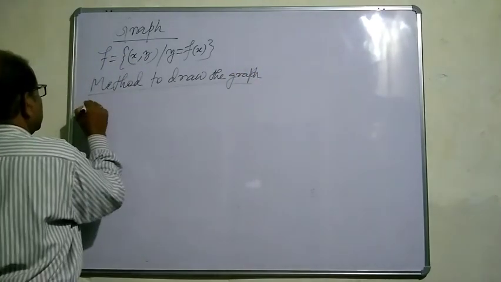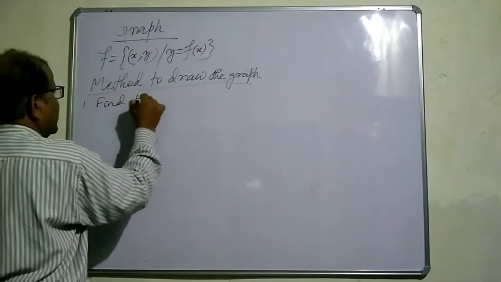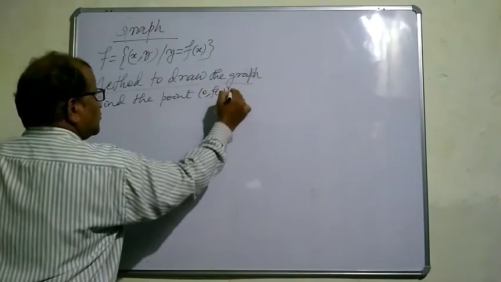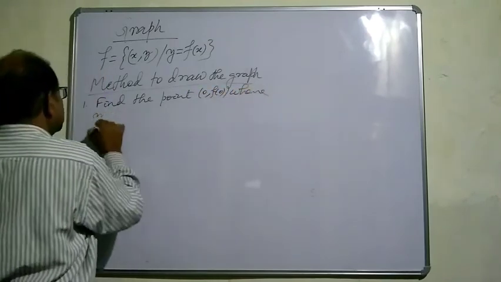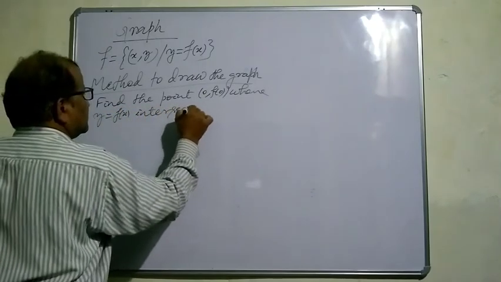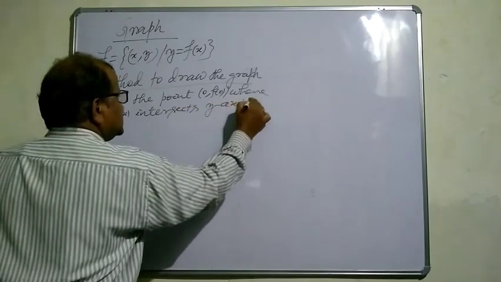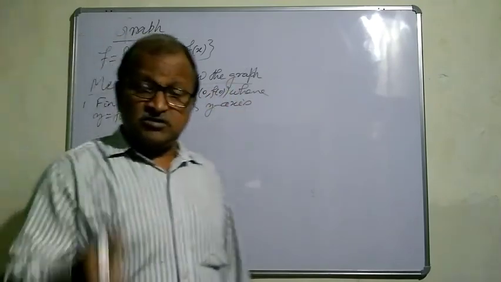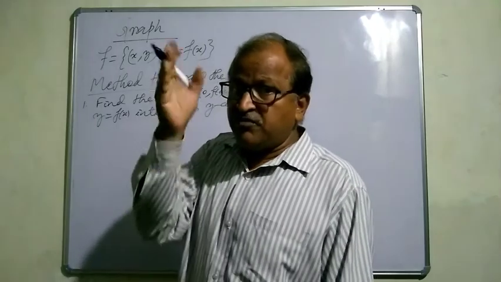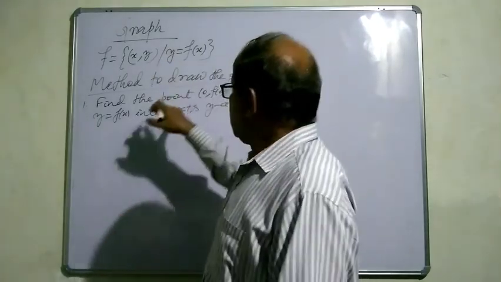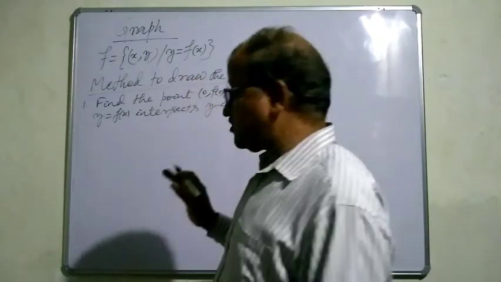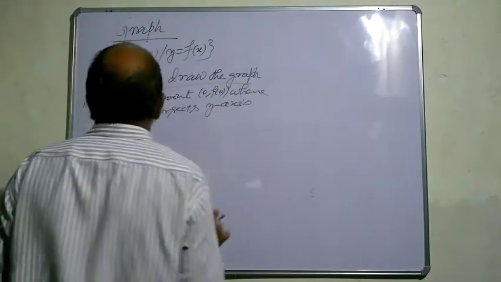First, find the point (0, f(0)) where y is equal to f(x) intersects the y-axis. Because in coordinate geometry, you know the equation of the y-axis is x is equal to 0. So putting x is equal to 0, you will get the corresponding value of y, and (0, f(0)) is the point of intersection of the graph and the y-axis.